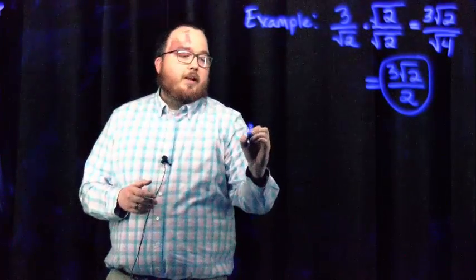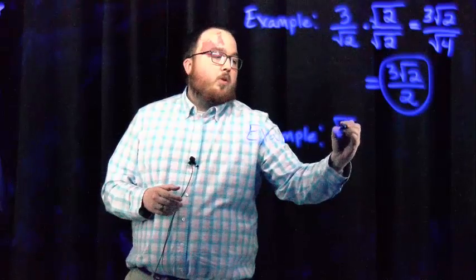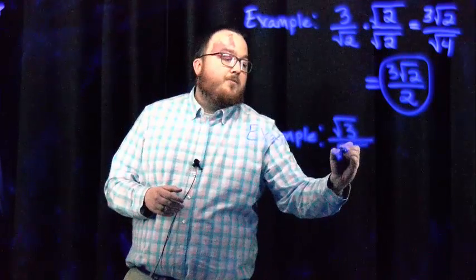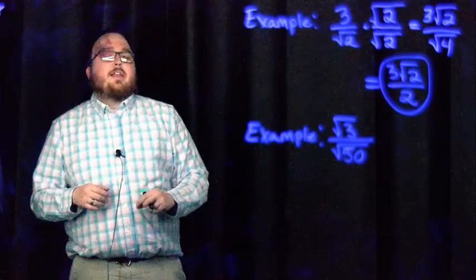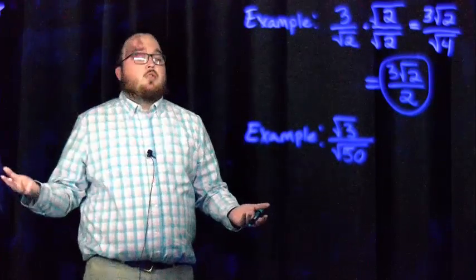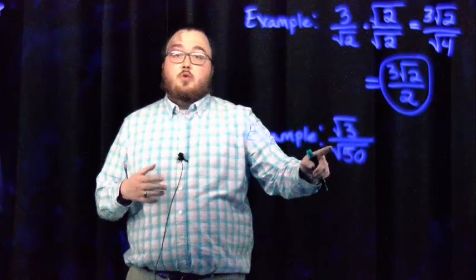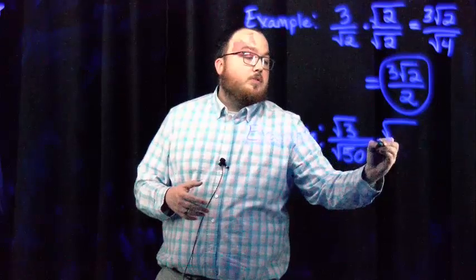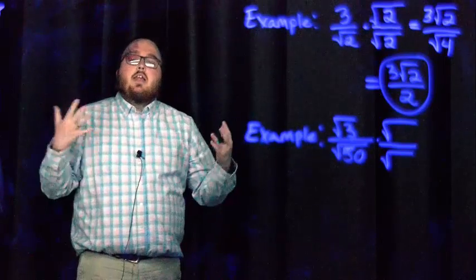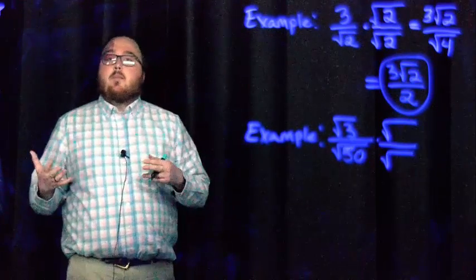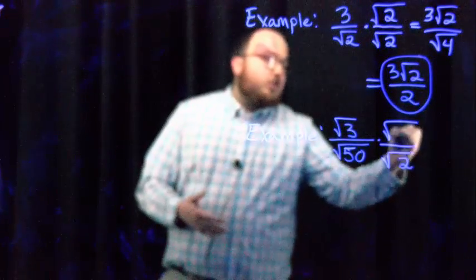So what if I had one that was like this? Square root of 3 over the square root of 50. Again, the only square root I don't like is my square root that's down here. So I want to get rid of that. Since we have a square root, we know that we're going to multiply by square roots. So now I want to know 50 times what is a perfect square. Well, I think about it and I realize I can do 50 times 2 and get a square.